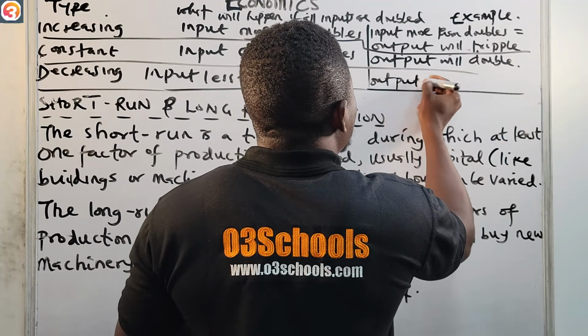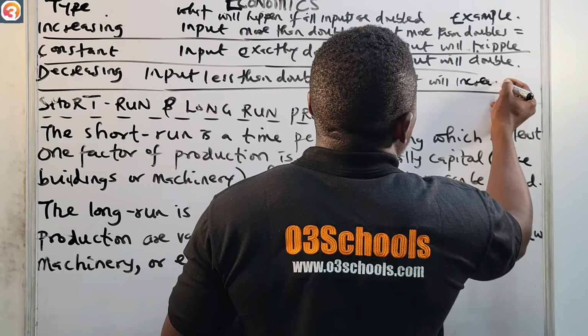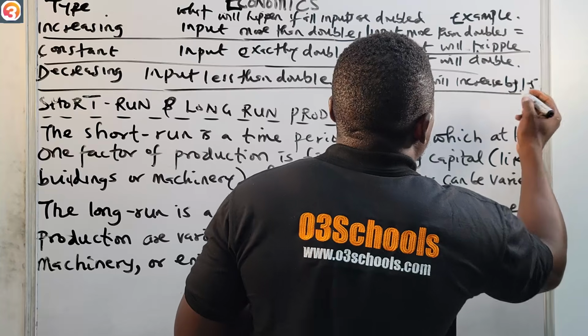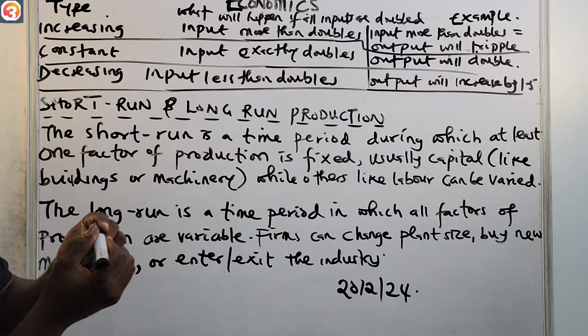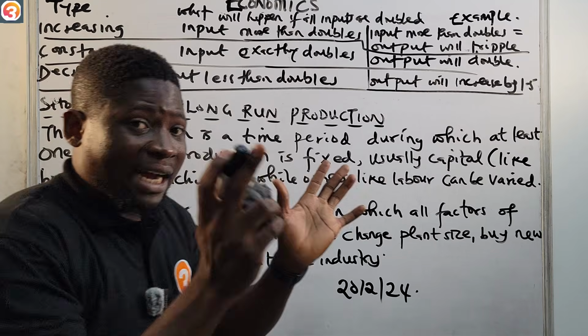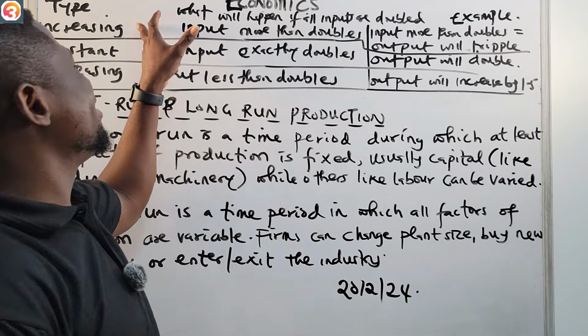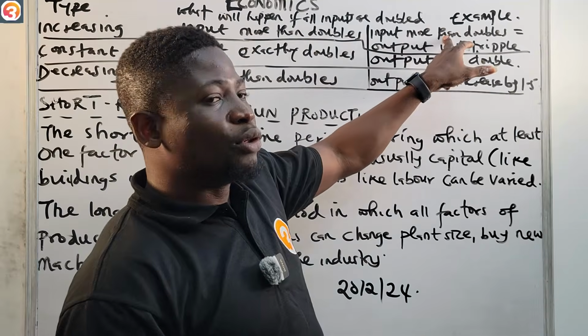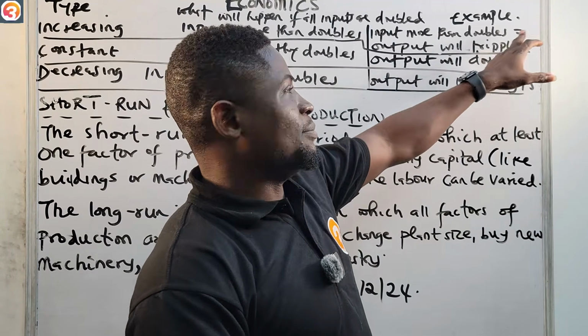Output will increase by what? By 1.5, which is less than 2, isn't it? Because it is decreasing. We're not giving a hypothetical value. So if it more than doubles for increasing returns to scale, then input will what? Output will more than double. That's why I'm using times 3 here.